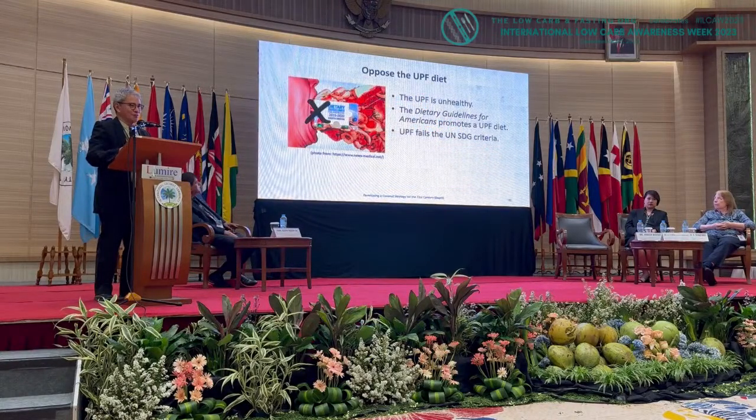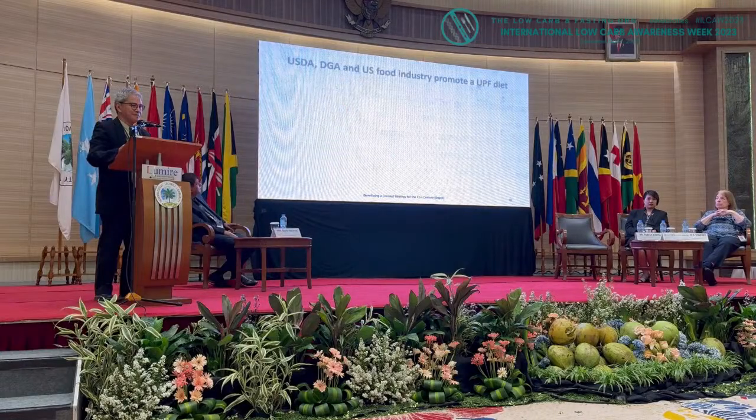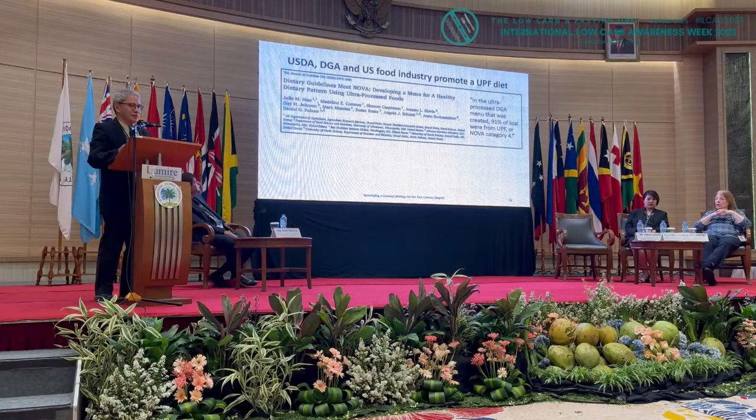So the other thing we should do is oppose the ultra-processed food diet, because it is unhealthy. The Dietary Guidelines for Americans really promotes an ultra-processed food diet, and it fails the UN Sustainable Development Goals criteria. Unfortunately, the U.S. Department of Agriculture, the Dietary Guidelines for Americans, and the U.S. food industry promote an ultra-processed food diet.